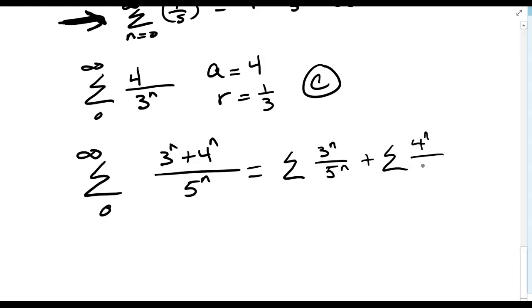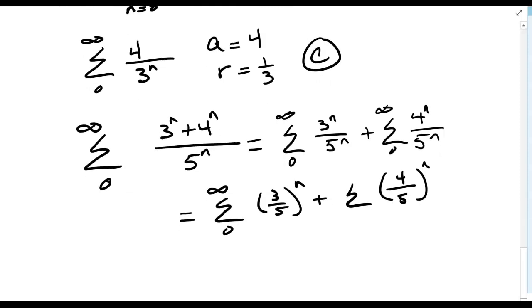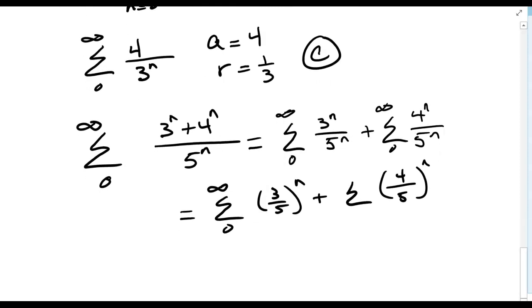Summation 4^n over 5^n, from, again, I'm just going to do 0 to infinity. All right, so hold on, before you think there's an a or anything like that, isn't that just (3/5)^n? And isn't this one (4/5)^n? So that's going to converge, so it converges.